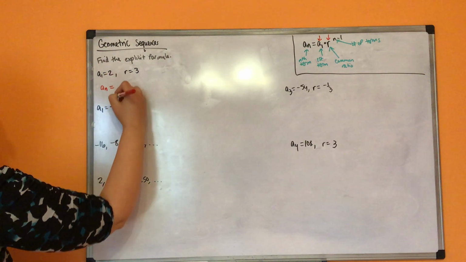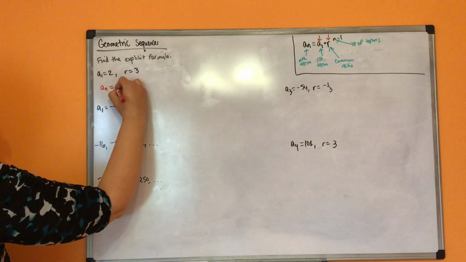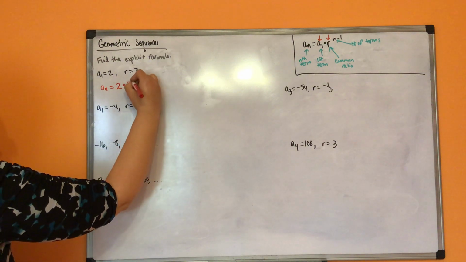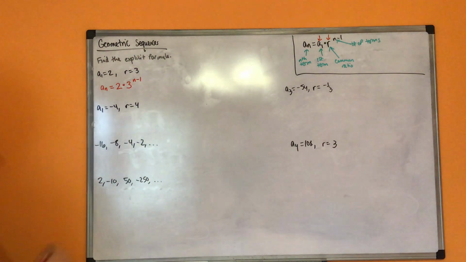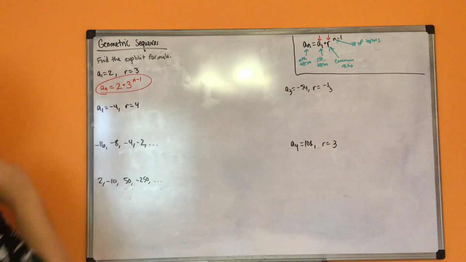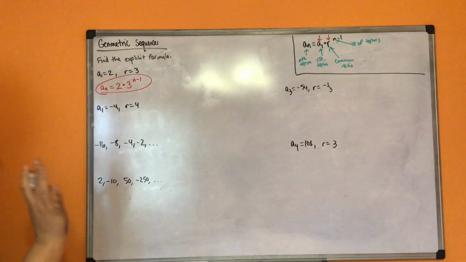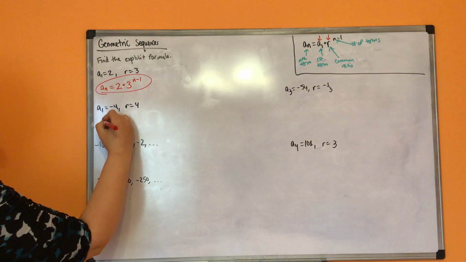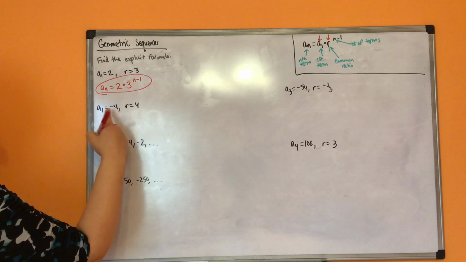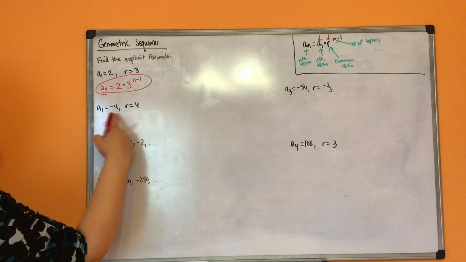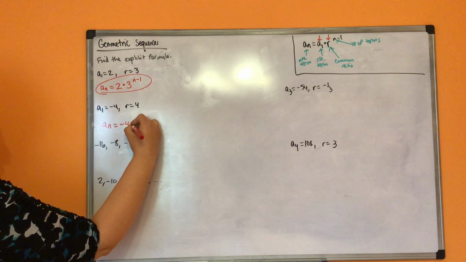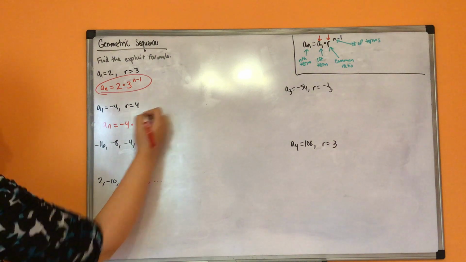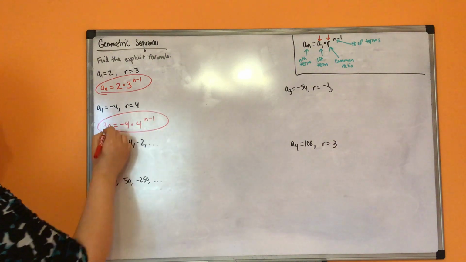Explicit formula is going to be an equals my A1 number, which is 2, times my R number, which is 3, and then n minus 1 up in the exponent. That's all I need to do there, fill in the explicit formula with the correct information. The next one, same idea. They've given us A1, they've given us R. -4 goes in the A1 spot, +4 goes in the R spot, and then n minus 1 up in the exponent.